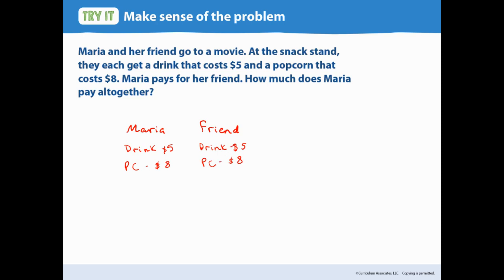All right. So how much does Maria pay altogether? Because remember, Maria pays for her friend. So go ahead and pause this, answer that question, and then unpause it and check your answer once you're done.